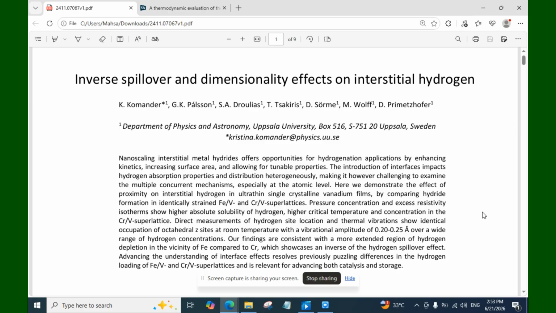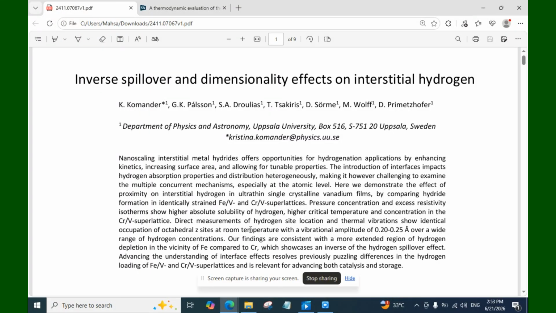Here we demonstrate the effect of proximity on interstitial hydrogen in ultra-thin single-crystalline vanadium films by comparing hydride formation in identically strained Fe/V and Cr/V superlattices: pressure, concentration, and excess resistivity. Isotherms show higher absolute solubility of hydrogen, higher critical temperature and concentration in the Cr/V superlattice.